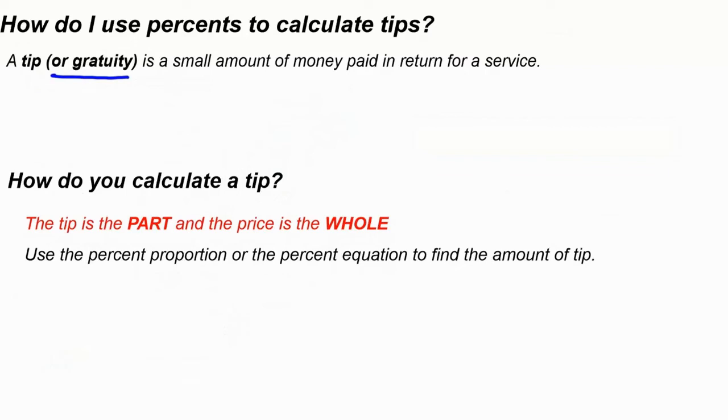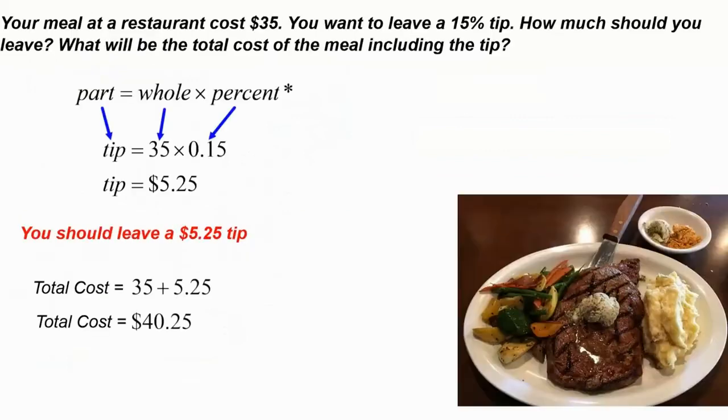And that's called a tip or a gratuity. So how do you calculate a tip? Again, the tip is the part, and the price that you paid for the service is the whole. So all of these problems we're solving, tax, tips, and commissions, these are all parts of wholes. So that's why we put them together, because they're all solved very similarly. So again, we can use the percent proportion or the percent equation to find the amount of the tip. So again, we're finding the part when we know the whole.